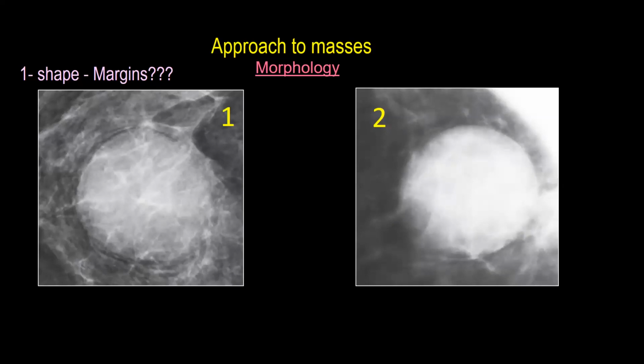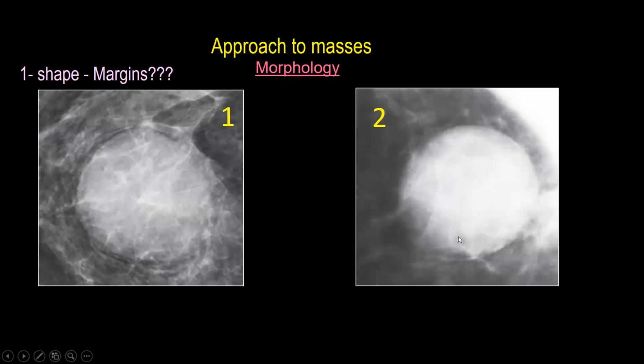Number 1 and 2. In the first one, it is a fat-containing lesion. This is a hamartoma. No, it is circumscribed, not a margin issue. Here you can see a surrounding halo, but there is no capsule beyond the halo. There is no capsule. Circumscribed, partially obscured. Excellent. And this one?